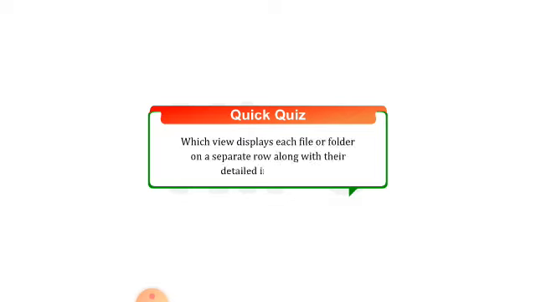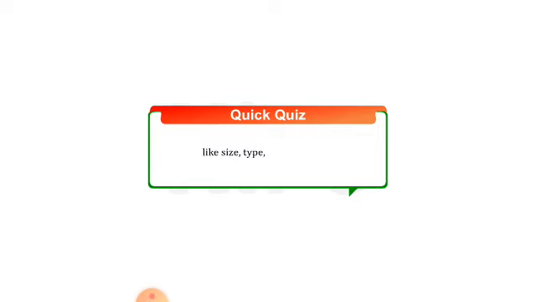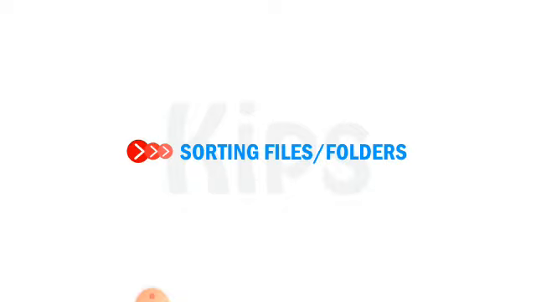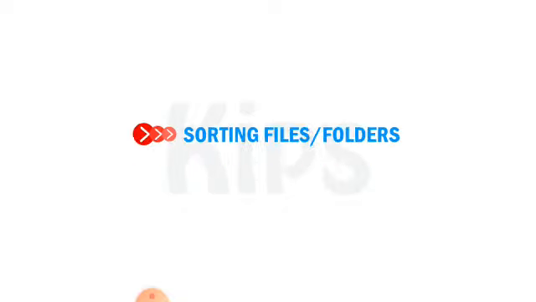Students, let us take a quick quiz. Which view displays each file or folder on a separate row along with their detailed information like size, type, date and time? Let us understand how to sort files and folders.